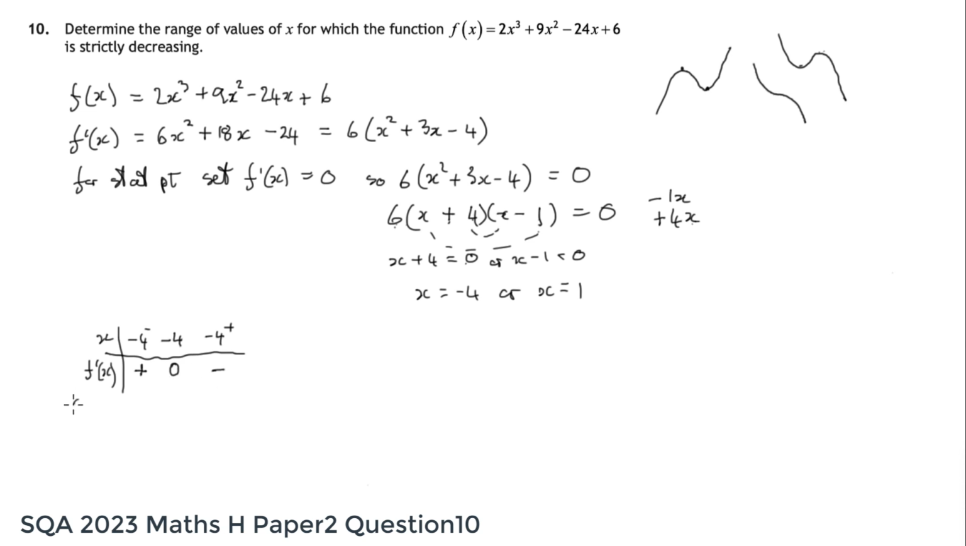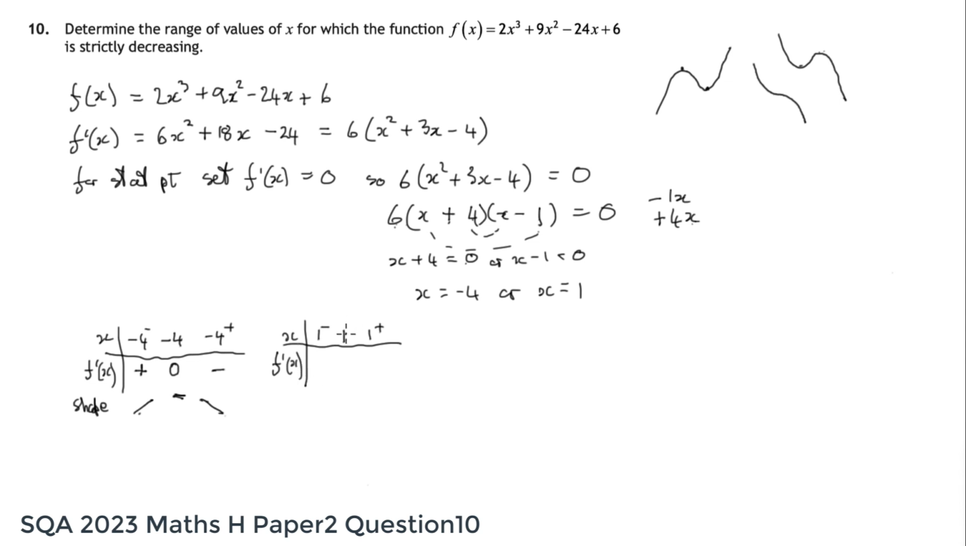So there's the nature of the slope round about this stationary point. So it's going uphill and then downhill. So it's increasing, stationary, then decreasing. And it's the decreasing ones we're after. Let's do the same sort of analysis for x equals 1. We'll go a little bit to the left, a little bit to the right. That's our x values. And let's look at the gradient.